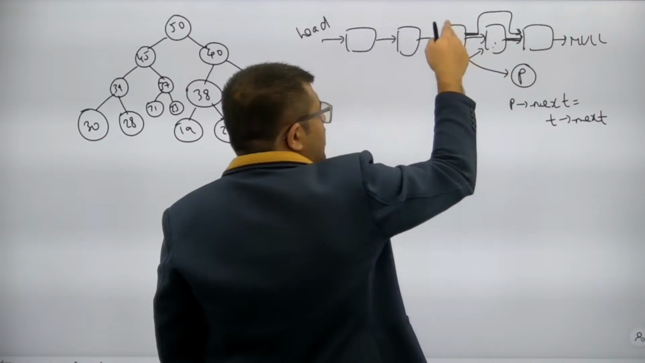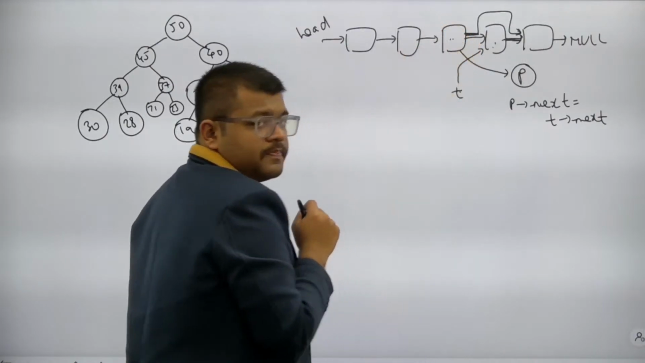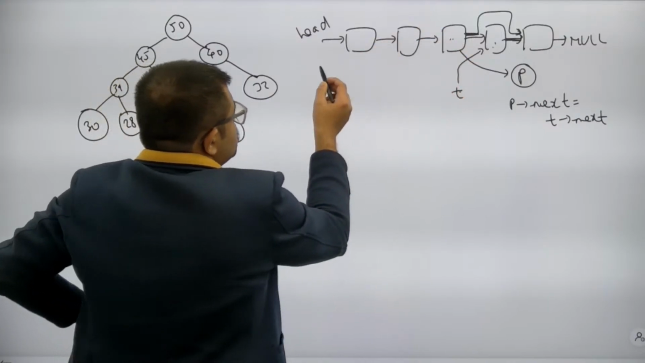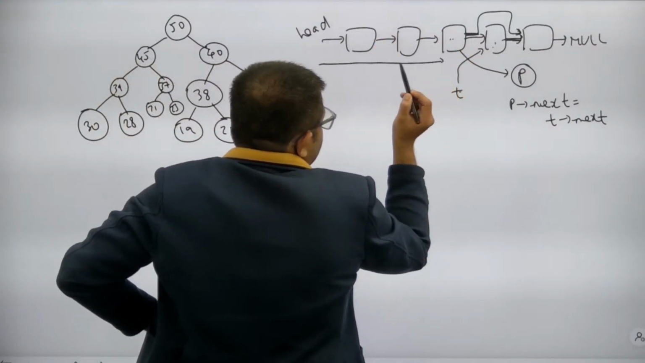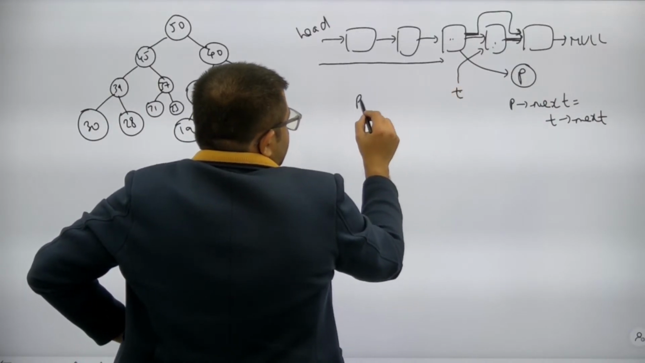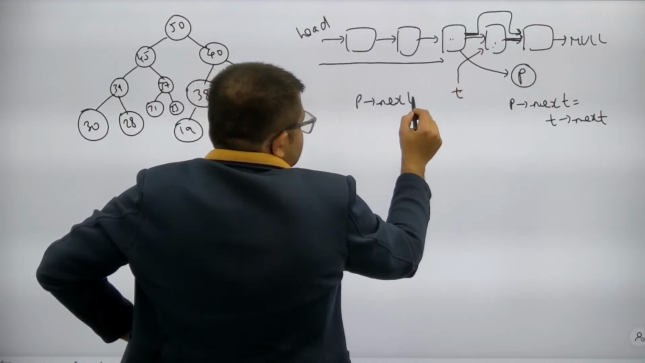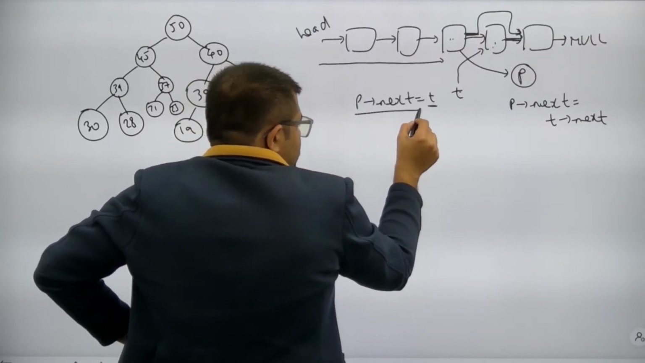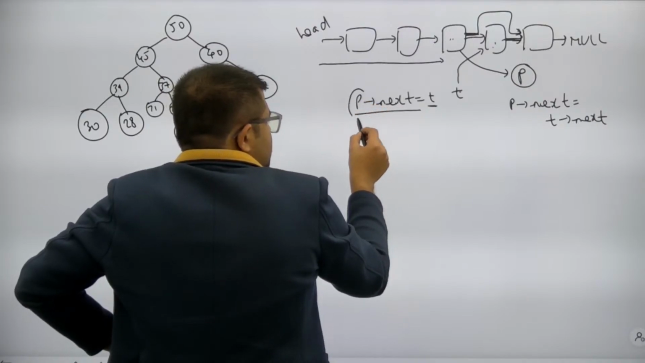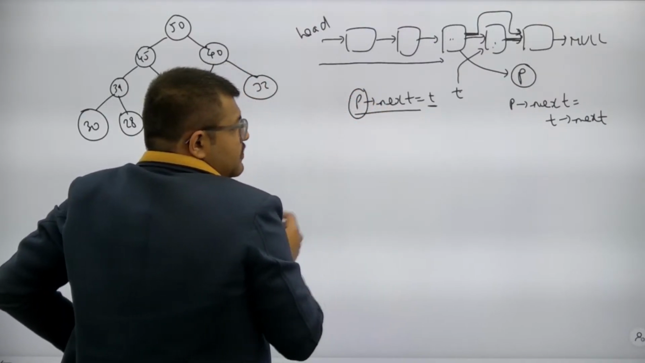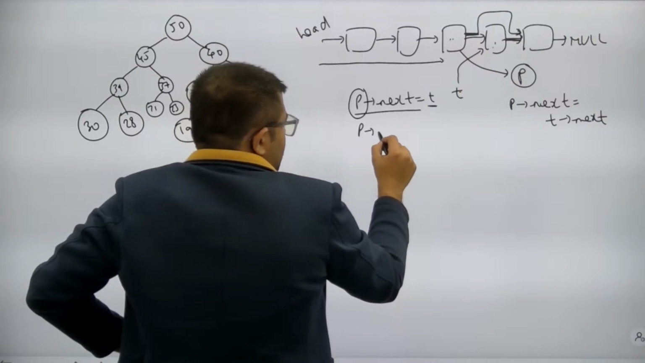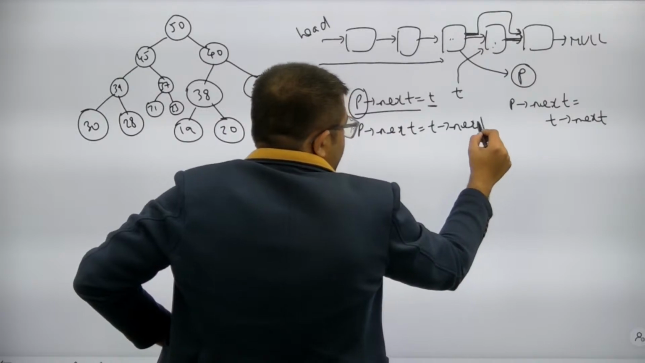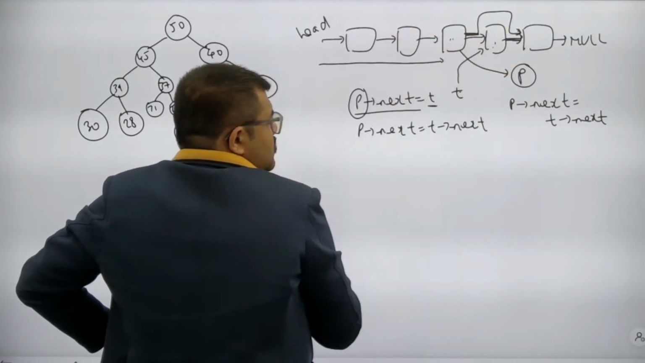In order to do that, you need access to the previous node, right? But you do not have that. So what you need to do is start traversing from the start of the linked list and stop when P next is equals to T, because T is the node you want to delete. When P next is equals to T, it means P is the pointer to the previous node. Once you reach here, you say P next is equal to T next, and you can also free the memory allocated to this node.